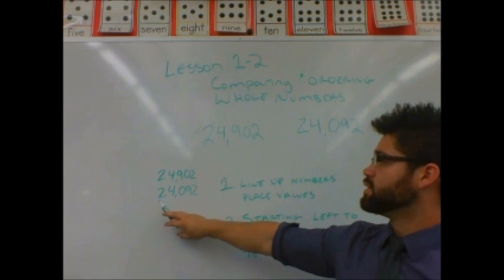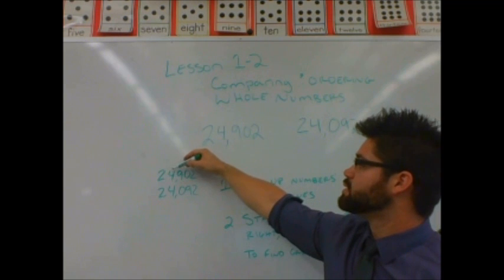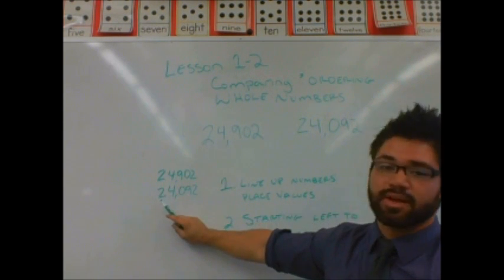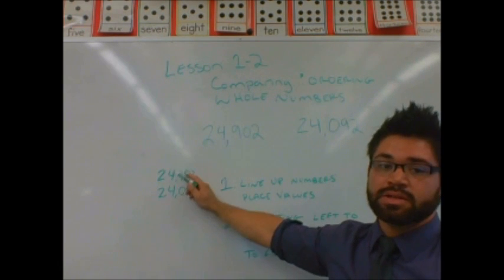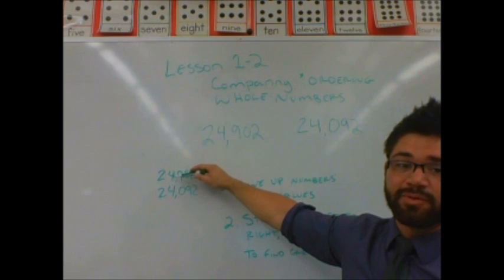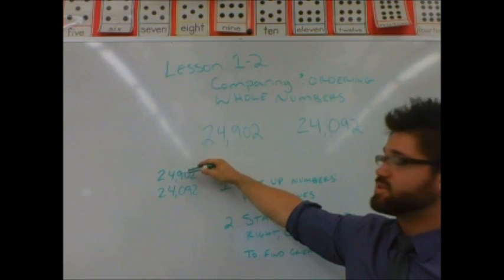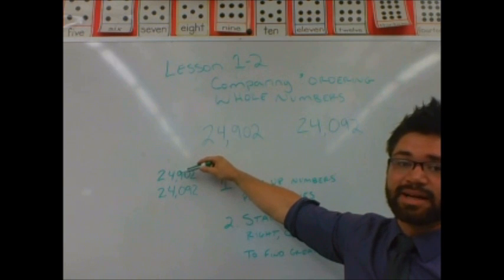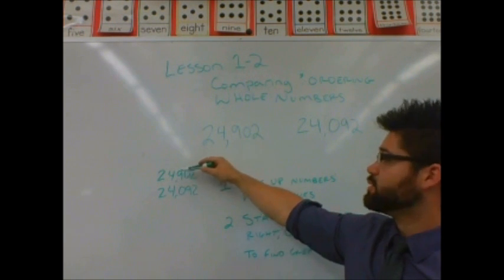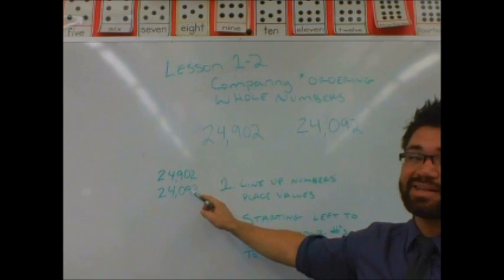So let's take a look at our two numbers. We lined up the ones column, the tens, hundreds, the thousands, and 10,000s. So now we look in the 10,000s column, and the 2's are both the same. So since the 2's are the same, we're going to move on to the thousands column. In the thousands column, we have 4's. Since 4's are the same number, we're going to move to the hundreds column. This is where we see the first difference. The top number has a 9, and the bottom number has a 0. So since 9 is greater than 0, 24,902 is greater than 24,092.